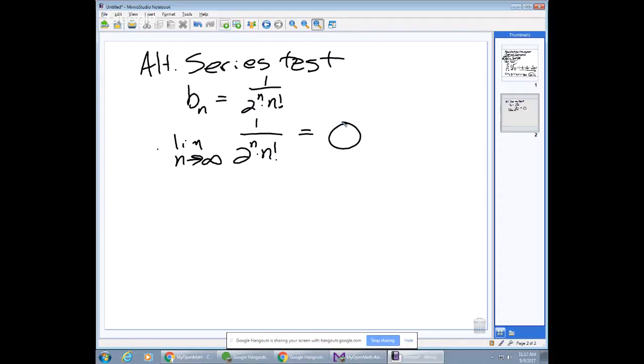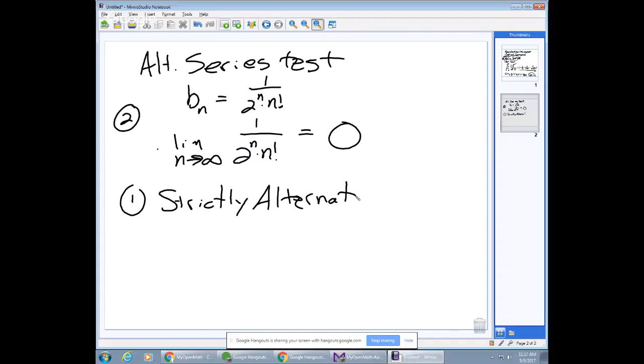So that's condition 2 for the alternating series test. Condition 1, it does strictly alternate, due to that negative 1 to the n factor. And so now we definitely have convergence.